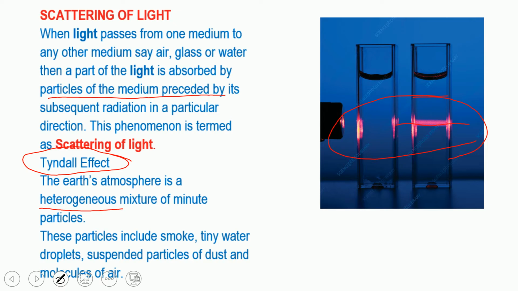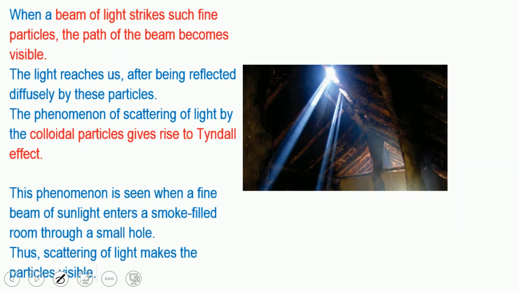The Earth's atmosphere is a heterogeneous mixture of minute particles. What are minute particles? Anything can come here: gases, water molecules, etc. These particles include smoke, tiny water droplets, suspended particles, dust, and molecules of the air also. Understand? Then when a beam of light strikes such fine particles, the path of the beam becomes visible. That is what we see in the scattering of light.